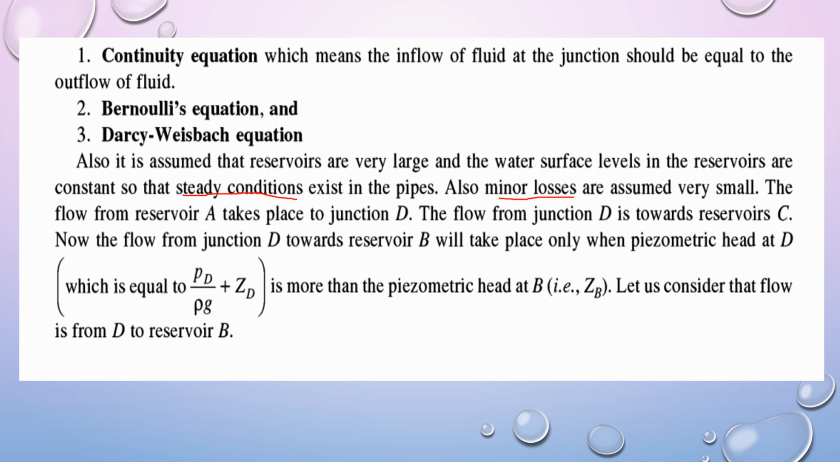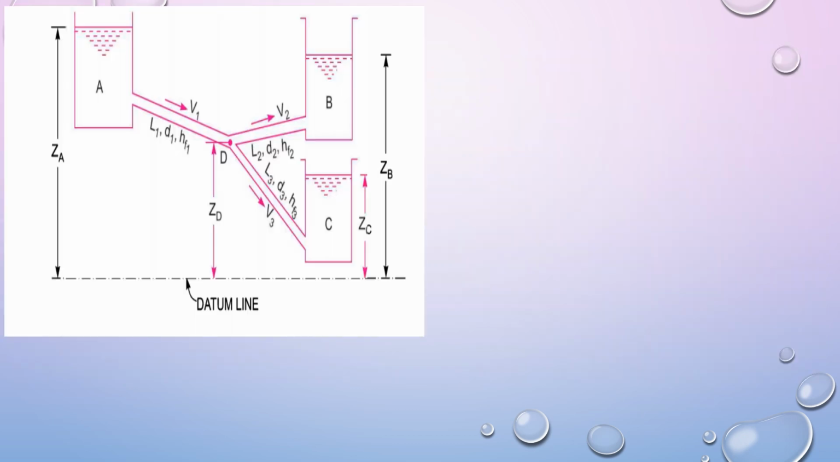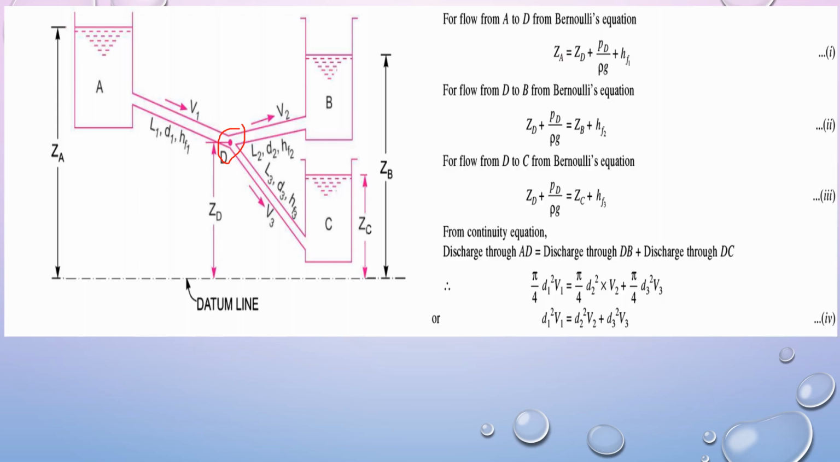The flow from reservoir A takes place to junction D, and the flow from junction D is towards C. You will understand what is written here better if you look at this figure. This is an example of a branched pipe system wherein you have three different reservoirs A, B and C, and we have a junction here called D. Initially flow takes place from A to D, and then, as the direction of flow indicates, from D to B depending upon whether ZD or ZB is higher, and then from D to C. We will look into it in detail.